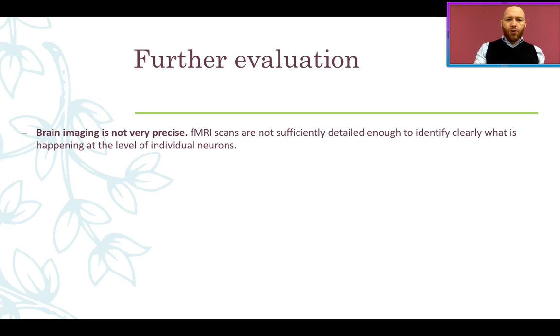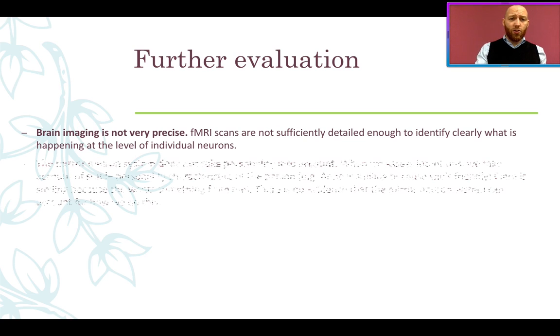A few further issues. Brain imaging is not very precise. If we use fMRI scans, the resolution isn't perfect just yet, so we're getting general regional activity. Although brain functions are distributed and localized, they're not perfectly segregated in a specific area. There are lots of systems that intertwine with each other.